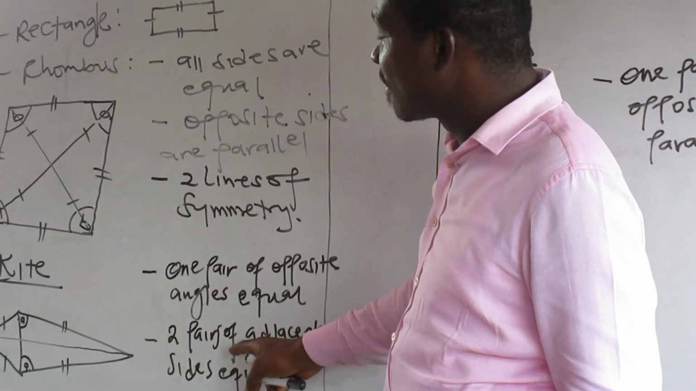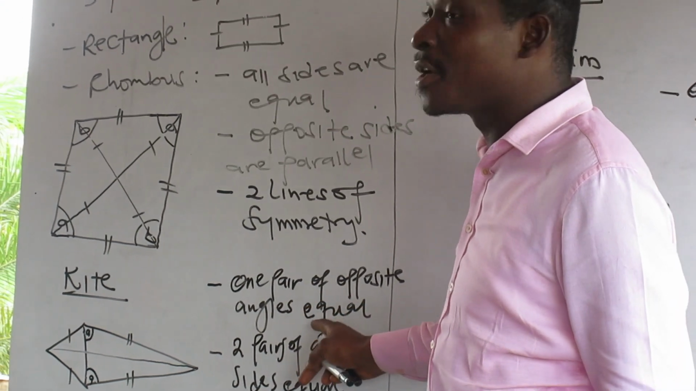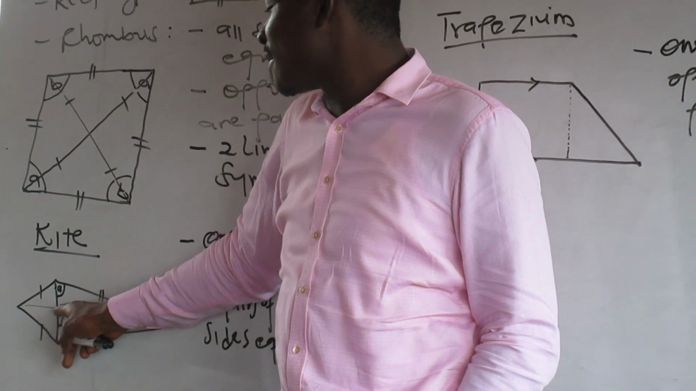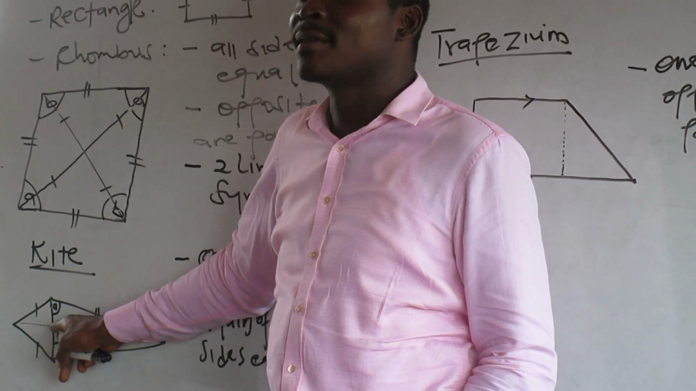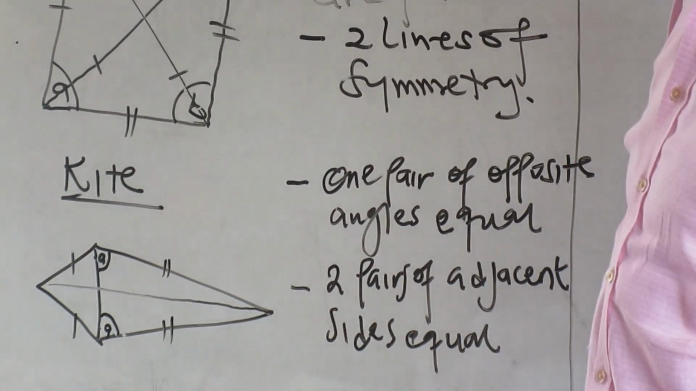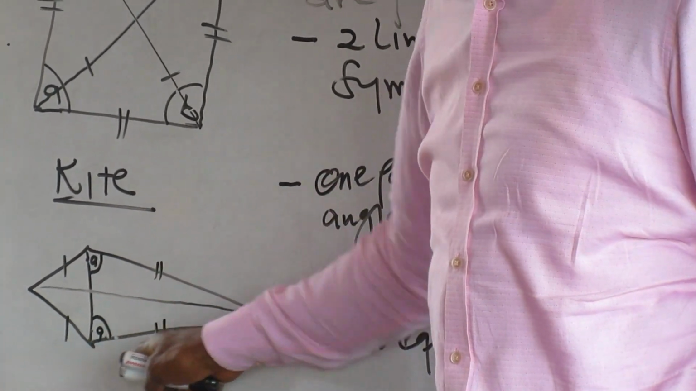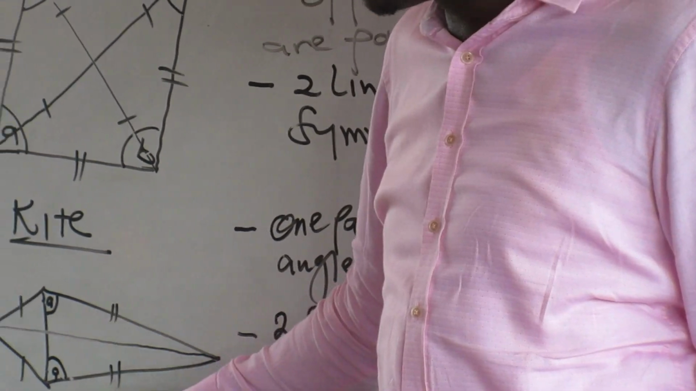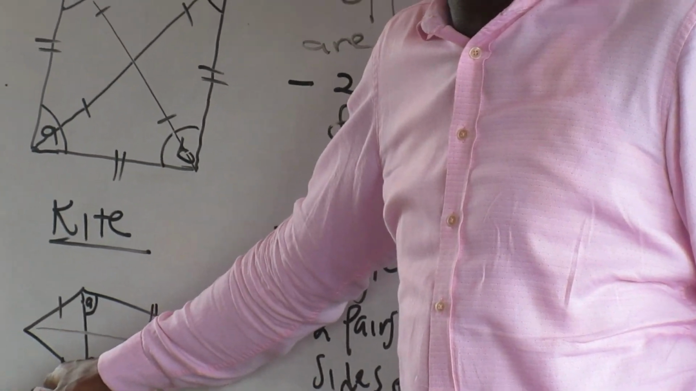A kite, one pair of opposite angles equal. The angle here is equal to the angle here. There is 90, 360. You see that? Now, two pairs of opposite sides parallel. They are parallel. Double marks, they are the same. Single mark, they are the same, right?